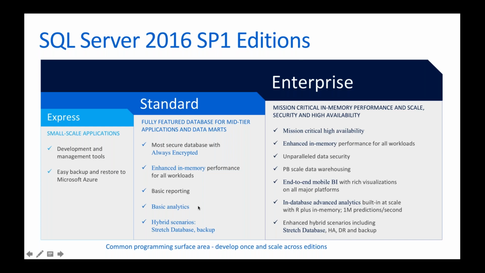Basic analytics. The big difference is your R packages are mostly open source. There are also hybrid scenarios like Stretch Database and backup. The big difference with Enterprise, you get higher availability. So we're going to talk about Always On availability groups. There's more support for Always On and better support. You have more memory for things like column store. You have online index rebuilds. You have TDE and a few other things. But from a programming perspective, everything's going to be the same.